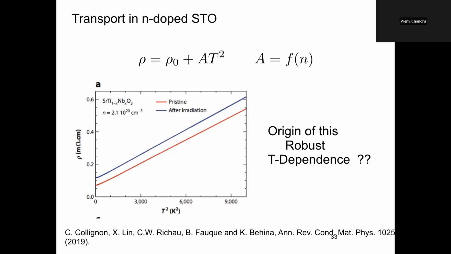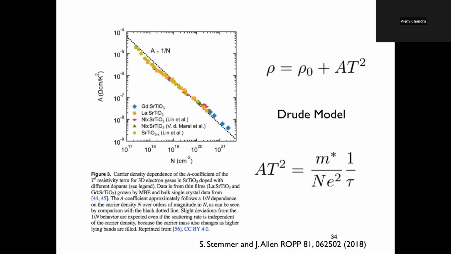So transport in doped strontium titanate. This is from a beautiful review by Behnia and his colleagues. I think I mentioned this before, that it goes as T squared to very high temperatures. The origin of the robustness of this T squared dependence, there are some interesting theories about this. Okay, the normal state transport is not well understood. It's been seen in a number of systems. It doesn't seem to depend on how you dope strontium titanate. It seems to happen.